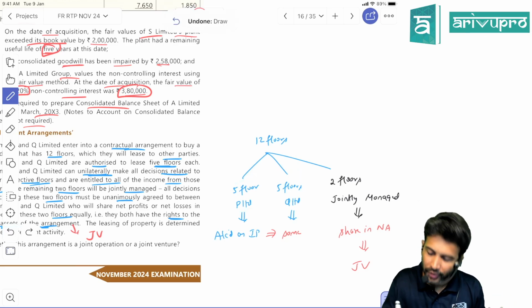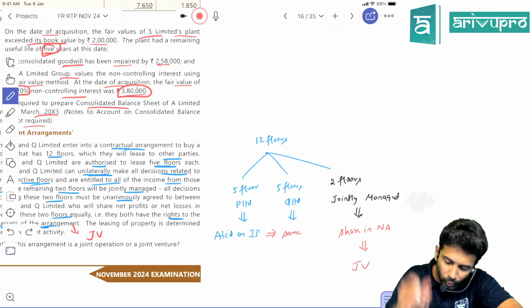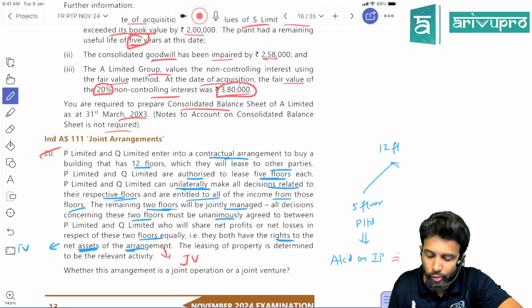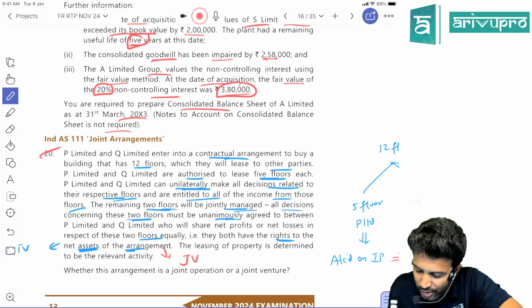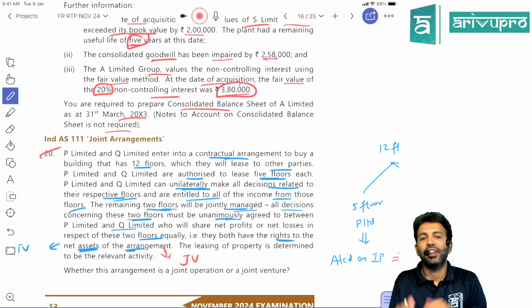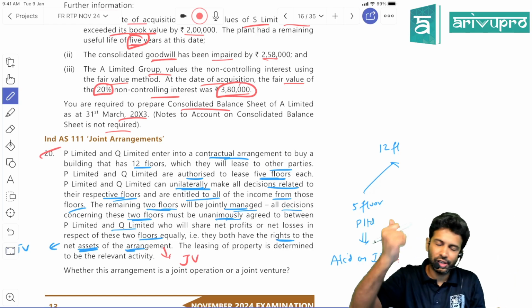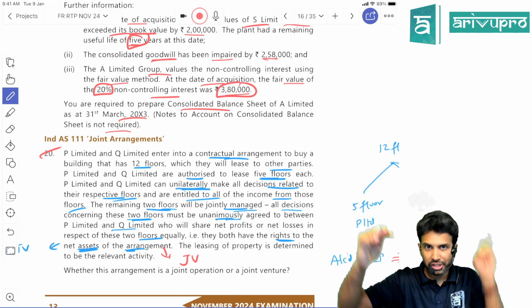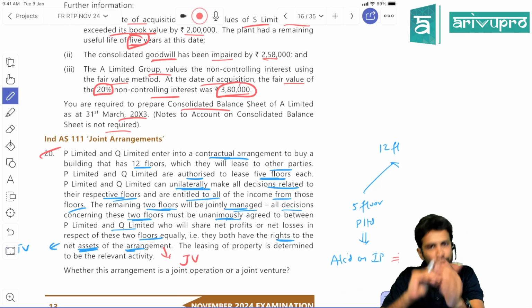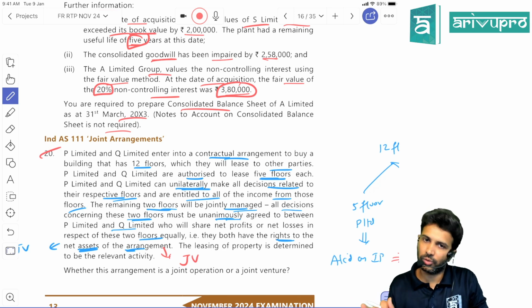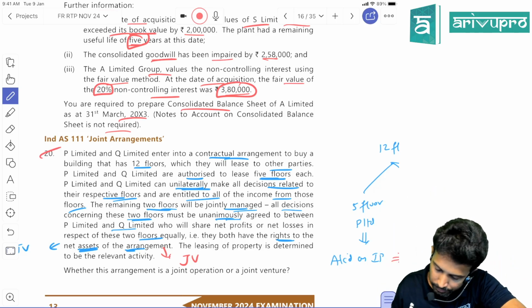Yes, this is 5 and this is 5. Totally 10 is over. But the building has totally 12 floors. That means there are 2 floors still remaining. What about that? The remaining 2 floors will be jointly managed. All decisions concerning the 2 floors must be unanimously agreed upon between P and Q. So first 5, P will totally manage. Another 5, Q will totally manage. The last 2 floors, P and Q jointly have to come together and decide. If any decision needs to be taken, P and Q both have to decide. That is the arrangement.